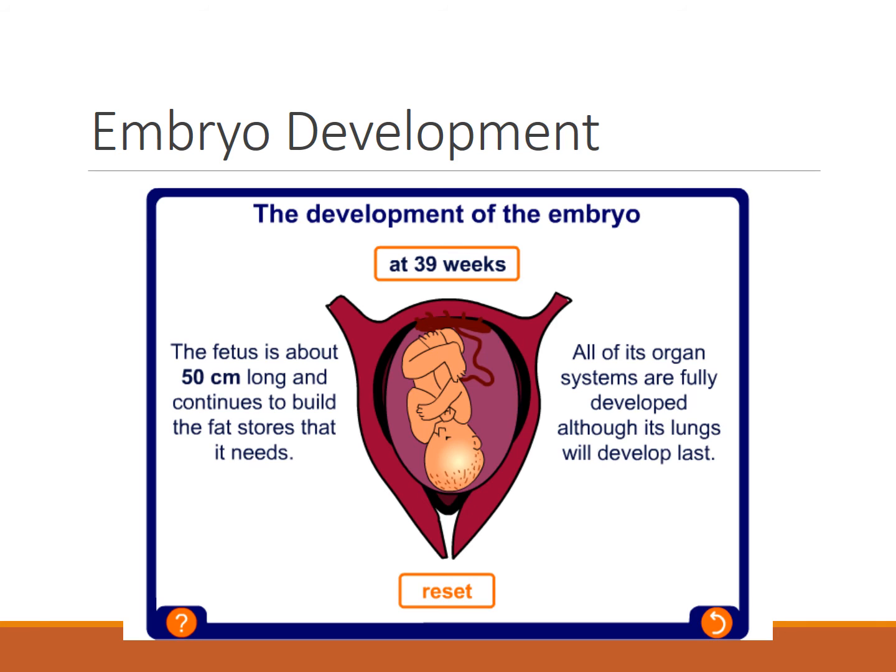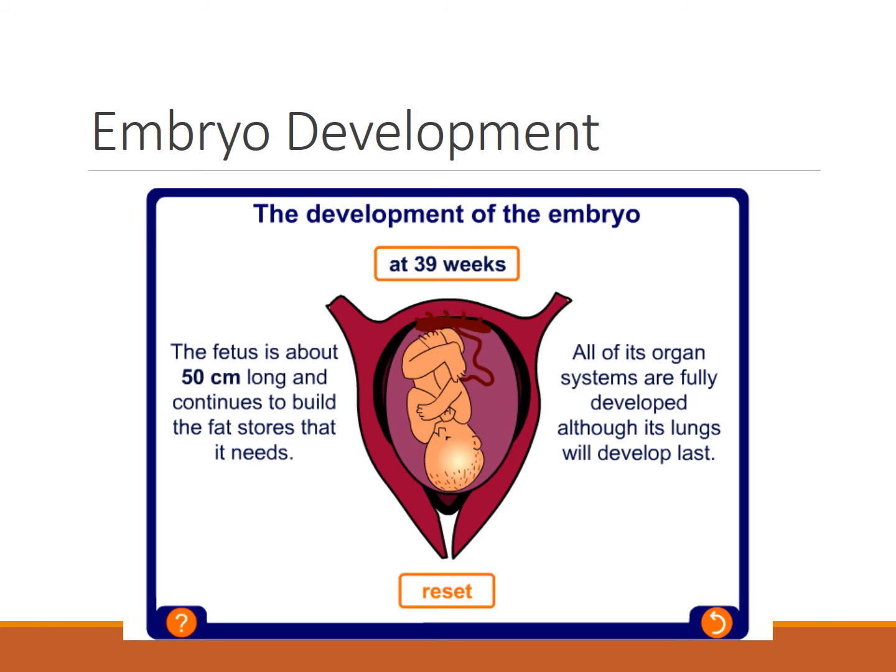Then move on to 5 months. So the fetus is now about 15 centimeters long. It's starting to swallow and to make urine. It might have hair sprouting, and it's got nerve cells for all the senses that are starting to develop.